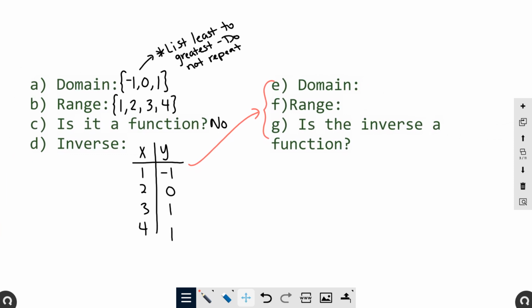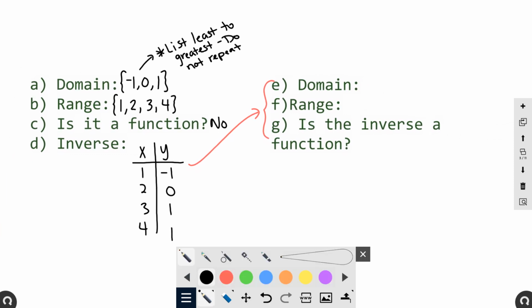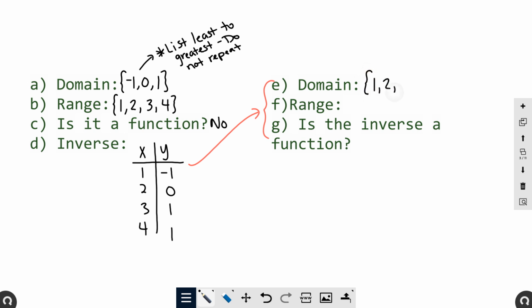So we're going to be using this table to answer those 3 questions. So with this table, what is the domain? 1, 2, 3, 4. In order, curly brackets, no repeats. What is my range? -1, 0, 1 in the curly brackets, no repeats. Is it a function? Yes, the inverse is now a function because that's right, and all our x values are different.